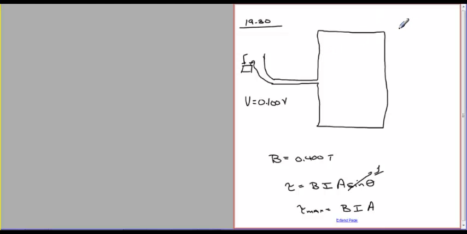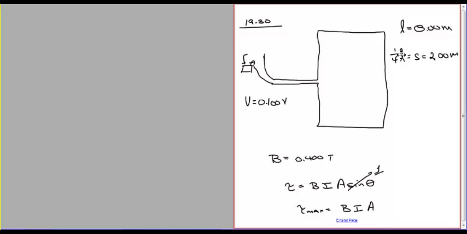So we know that each side of the loop is going to be, since the length is equal to 8 meters, a quarter of the length is going to be the length of the side. I call that S. So each side is 2 meters long. Okay, what is the maximum torque that can act on it?